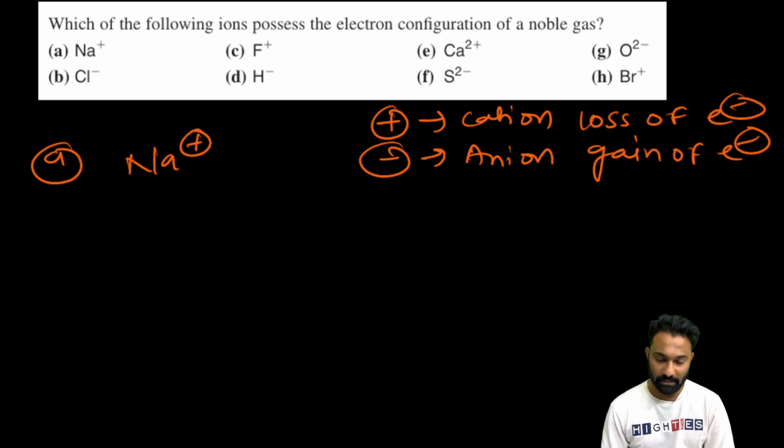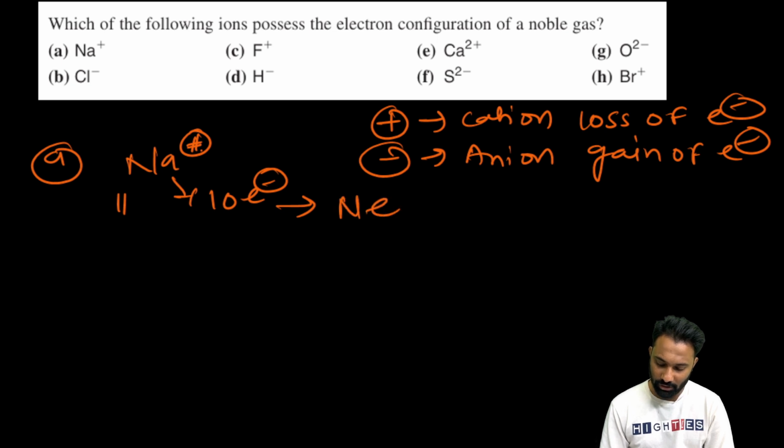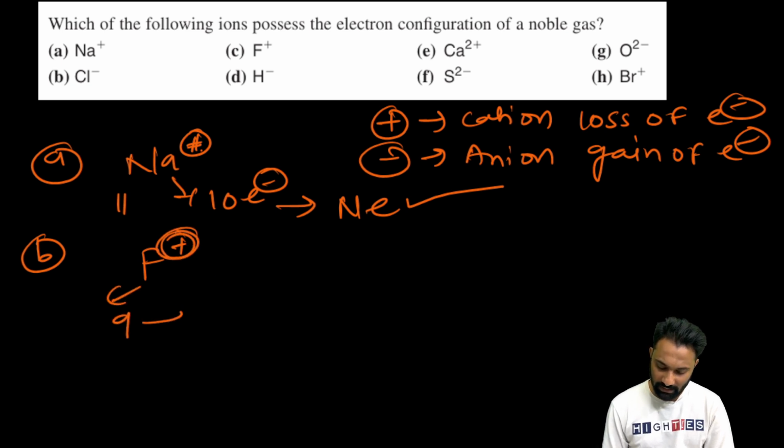Na plus indicates that one sodium, loss of 1 electron, leads to 10 electrons. 10 electrons indicates that this is neon electronic configuration, noble gas. F plus. Normally fluorine will have 9 electrons. By loss of 1 electron it has reached 8 electrons. So it has not reached the noble gas electronic configuration.